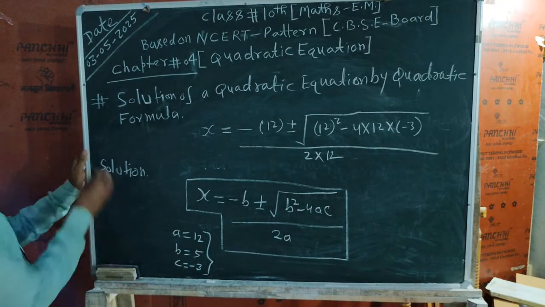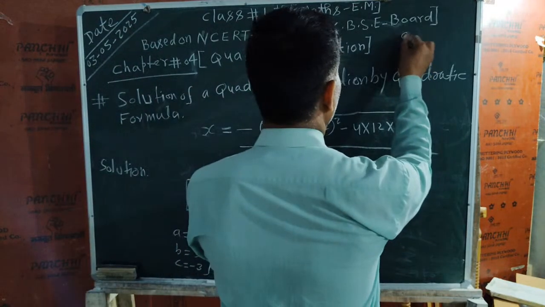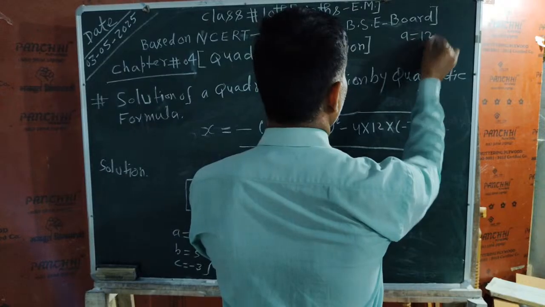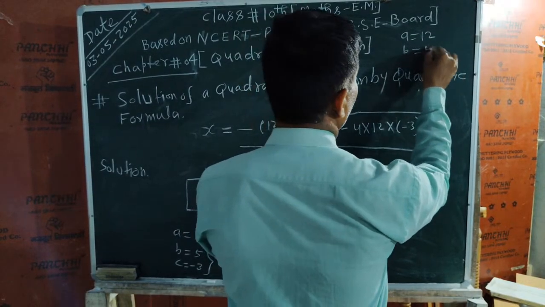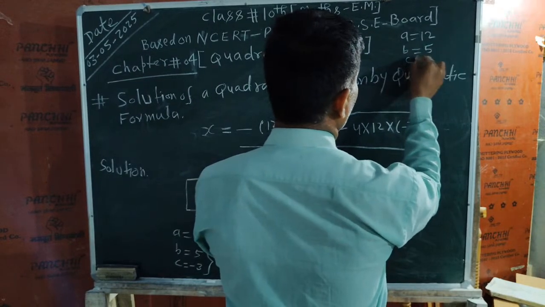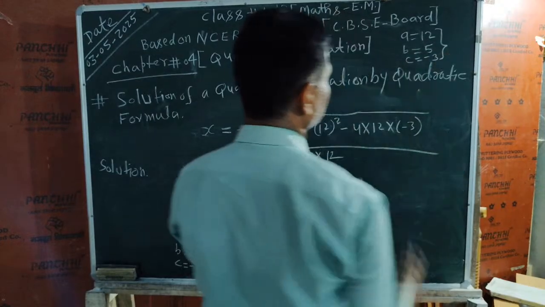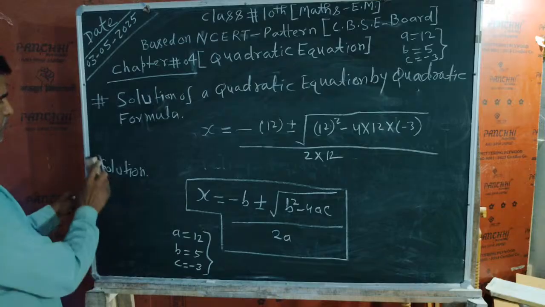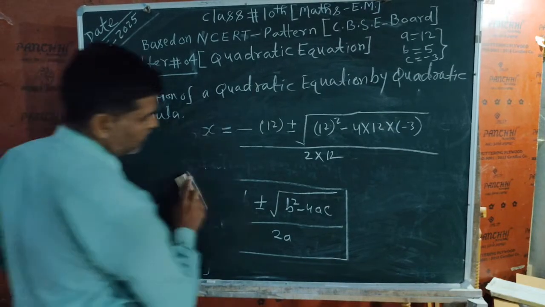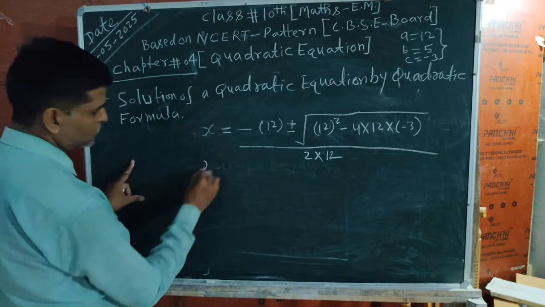Now I am going to save the values because they may be needed at any time. The value of a is 12, so I have to write 12. The value of b is 5, I am going to write 5, and the value of c is written here as minus 3. I am saving it so I can use it properly from there. Okay student, so I am going to erase this one. Now I am going to simplify.